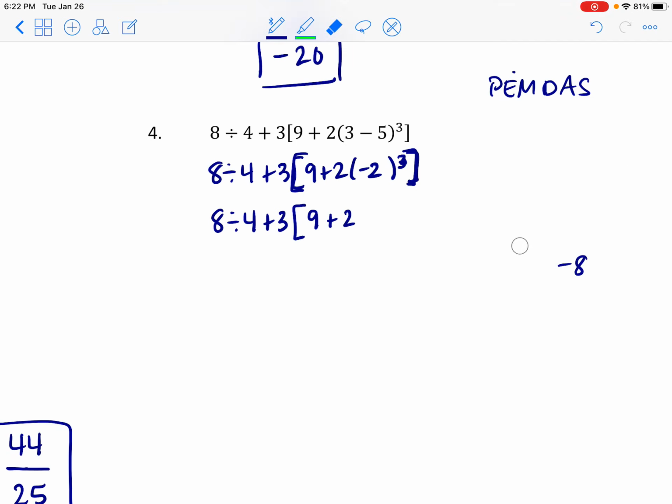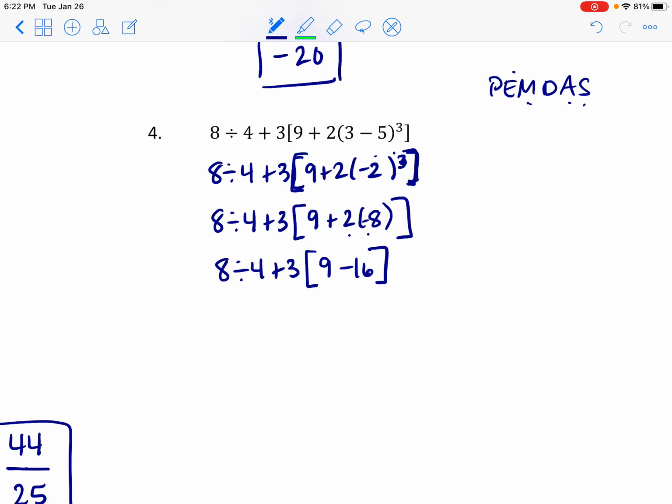So when I take care of my exponents there, negative 2 cubed brings me down a negative 8 to multiply by that 2. Now I'm going to multiply. Multiply happens before adding. So again, 8 divided by 4 plus 3, and this becomes 9. And then multiplying 2 and negative 8 makes a negative 16. And now inside of that grouping symbol, I can finally subtract. So we have 8 divided by 4 plus 3, and then 9 minus 16 becomes a negative 7.